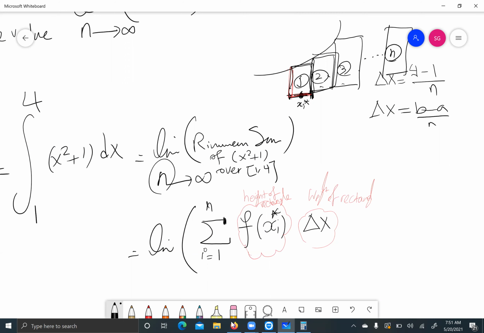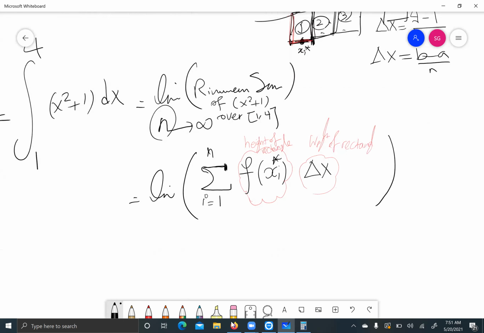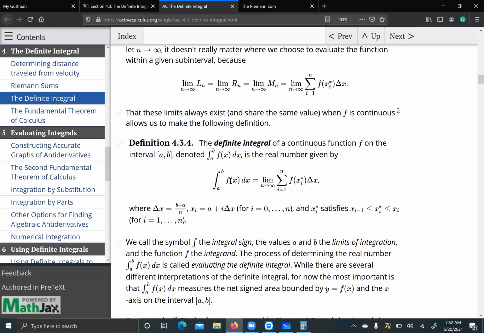And what does sigma mean? Sigma means it adds all together. So that's just the Riemann sum. And then n goes to infinity. That gives you the integral. Okay. So what is the integral? It's nothing other than the limit of the Riemann sum. That's it.